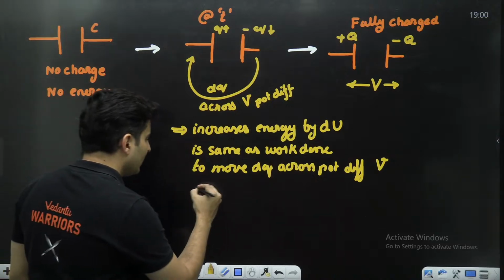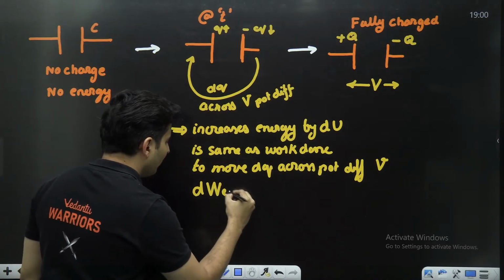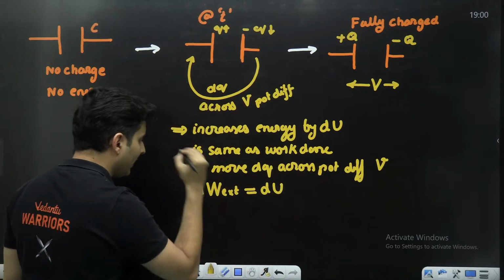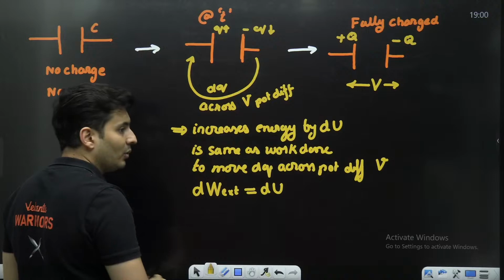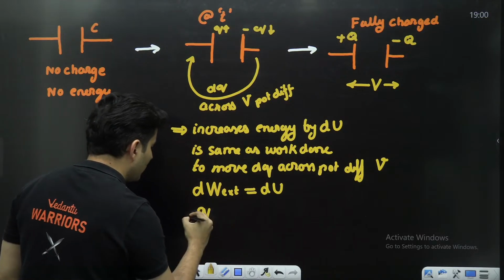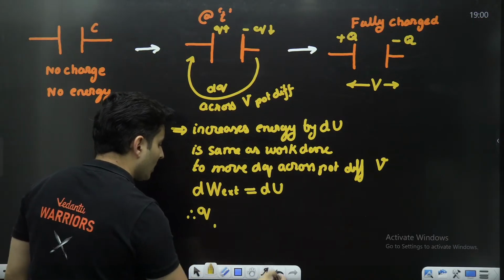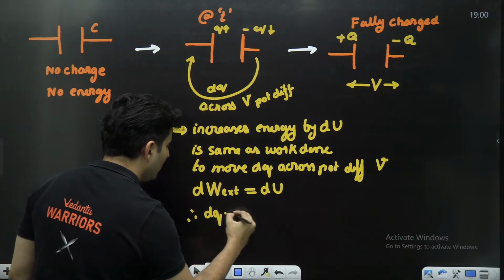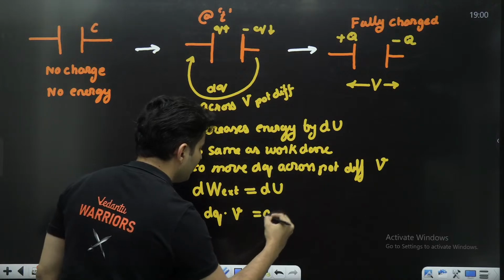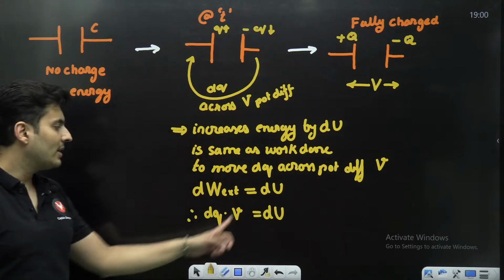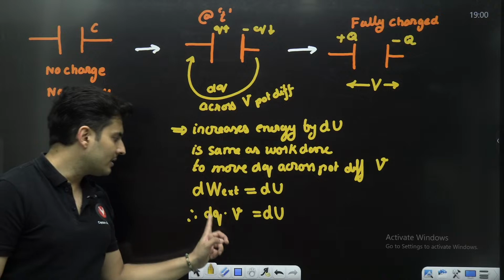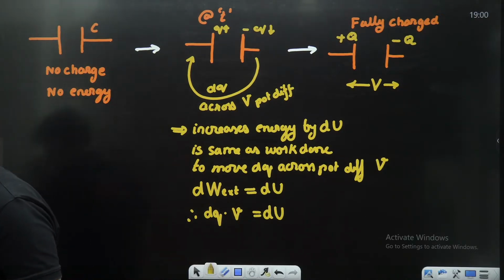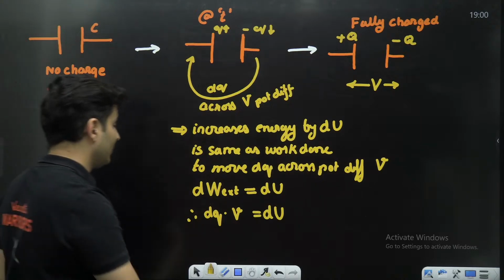So hence that dW work done is du, but this work done by external force, remember we have seen it in electrostatics, it is the charge multiplied by the voltage difference. Here the charge is dq, the voltage difference is small v. That is basically du. Do you guys agree with this? Work done is charge multiplied by the voltage difference. Perfect. Now what is our next step?